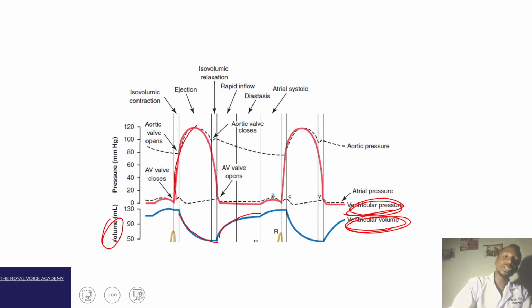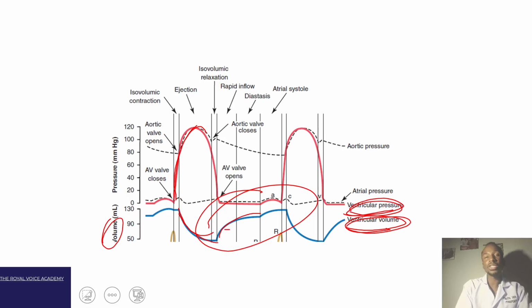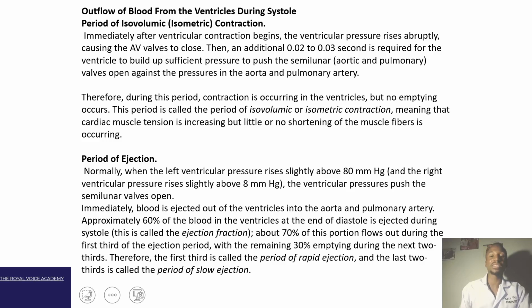So anytime your pressure is increasing in your ventricles, the volume is decreasing. Why? Because now your heart is pumping blood out. Then when your heart is relaxing, your volume will begin rising again, because now your heart is filling with more blood. So that is just the relationship. Anytime your pressure in your ventricles decreases, your volume is increasing, and anytime your volume is increasing, your pressure is decreasing, and vice versa.